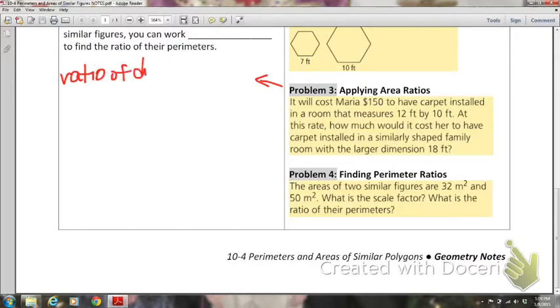Ratio of dimensions is going to be the larger of the two rooms where there's an 18-foot dimension over the smaller of the two rooms, which corresponded to the 12-foot dimension. So our scale factor, or the ratio of our dimensions, is going to be 18 over 12, or 3/2. So let's use that to find the ratio of the areas.